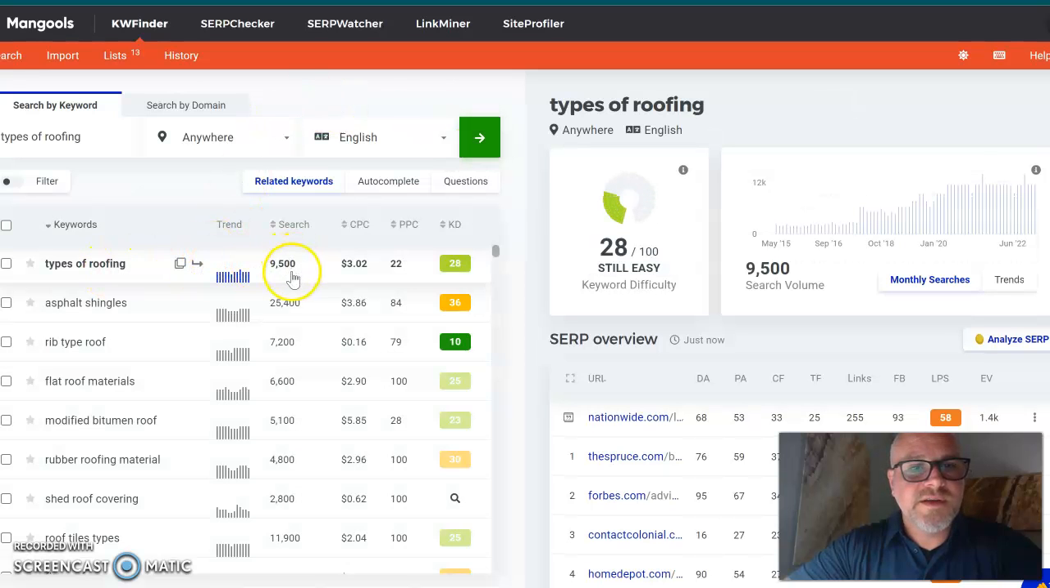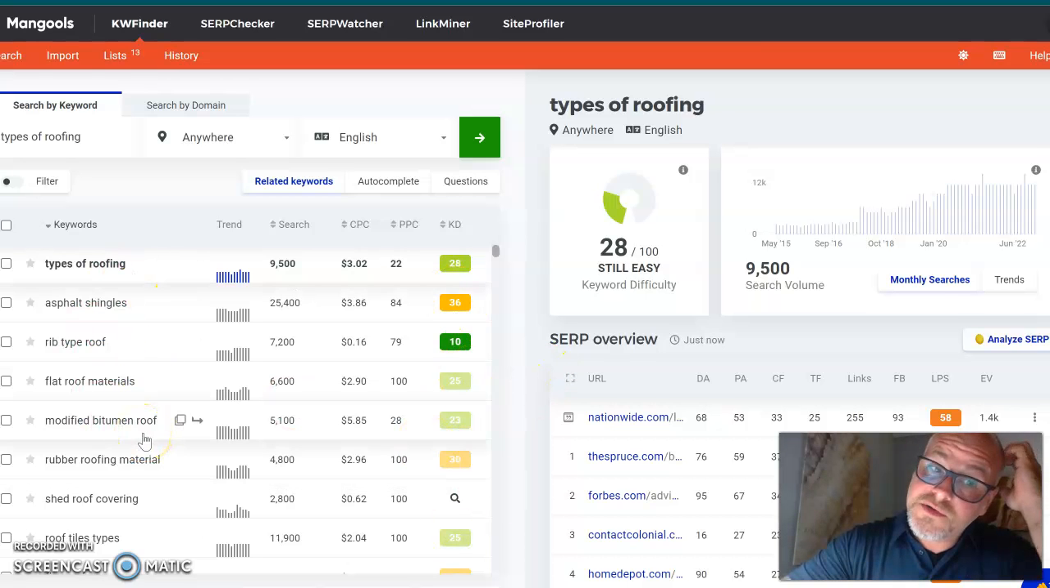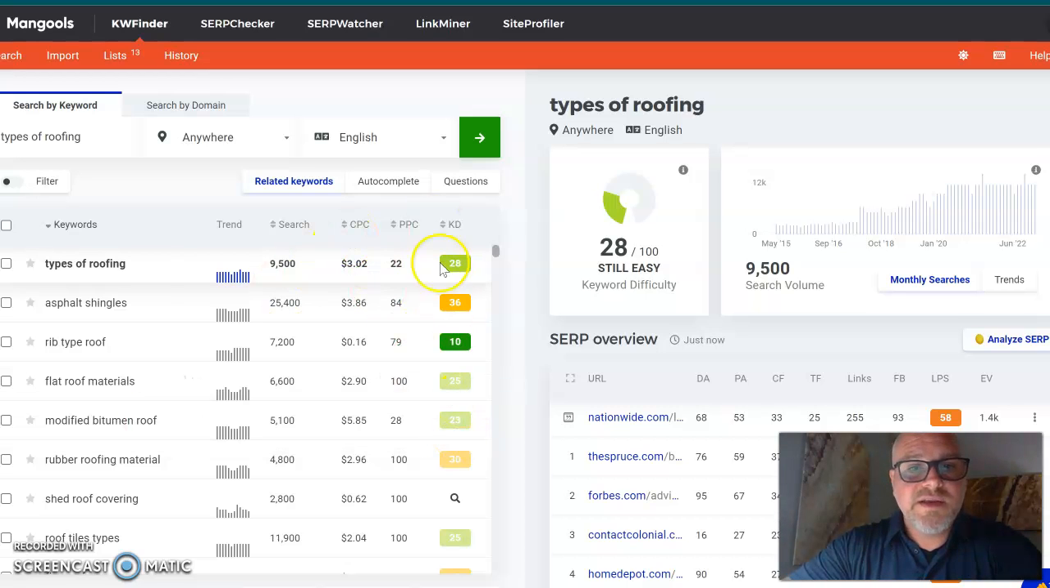All right, there it is. 9,500 people type in types of roofing. It's got a super low keyword difficulty rating. So this would be an easy one. That would be a good title or an H1 for your blog. Types of roofing. And then you can just dig into all the different types of roofing and all the keywords that we touched on in the last screen here that showed all the different types of roofing and also the search volume and keyword difficulty. We had at least 5 or 6, over 10,000 searches a month, and we had keyword difficulty that was pretty good on all of those.